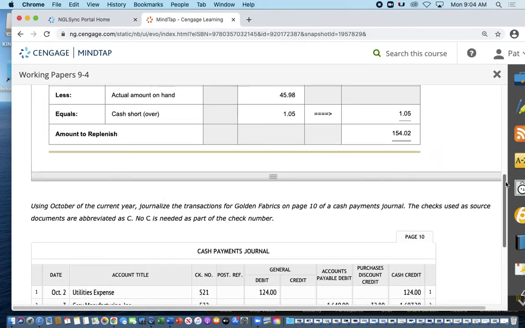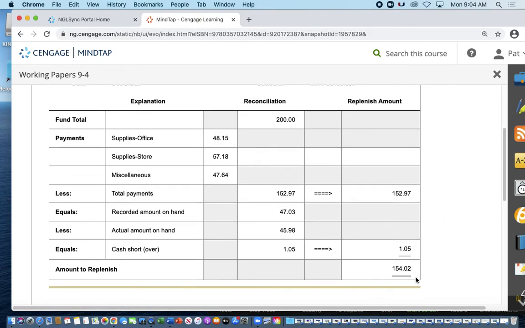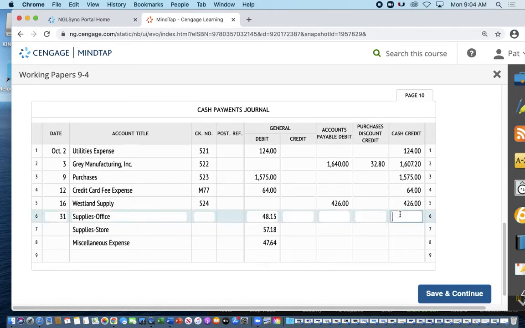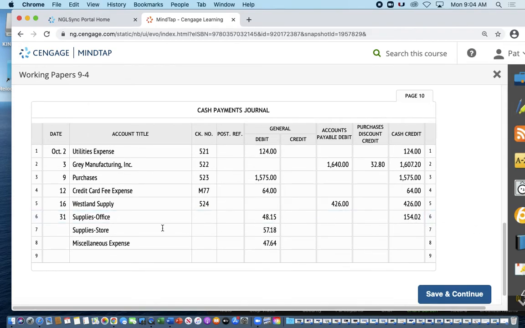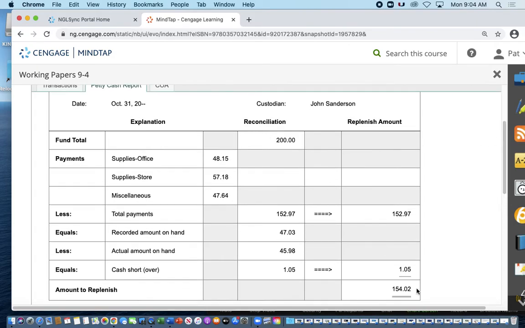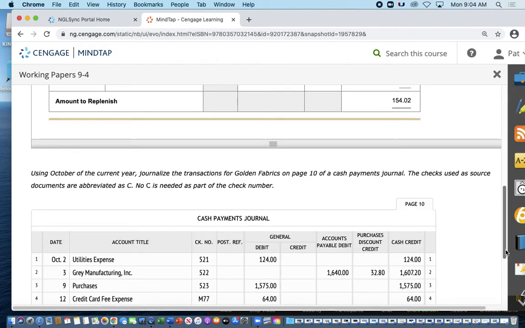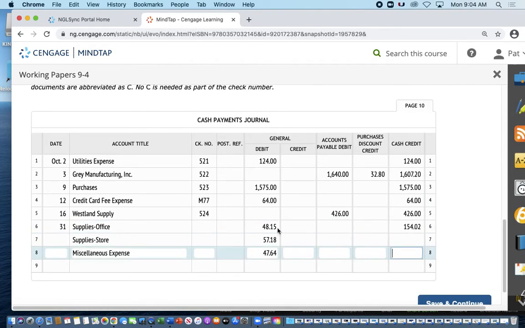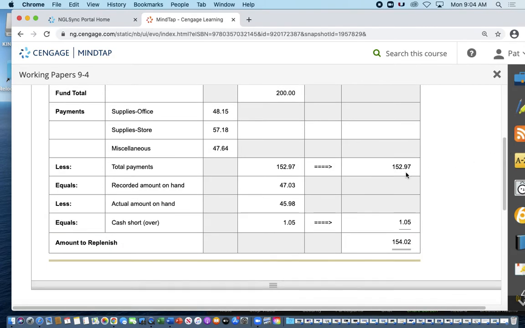Okay. I know this is the amount of the cash. This says amount to replenish is 154.02. So I'm writing that. We always put it in the first line when we do cash in this type of situation, right? You guys know why we got 154.02? I'm not going too fast. It's the amount that we're replenishing, right? You guys are okay with that? Okay. Well, remember, debits have got to equal credits. 154. If you add these 3 up, it's 152.97. We're short $1.